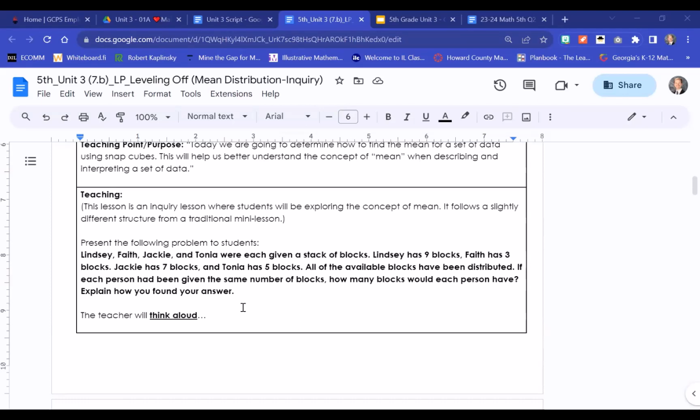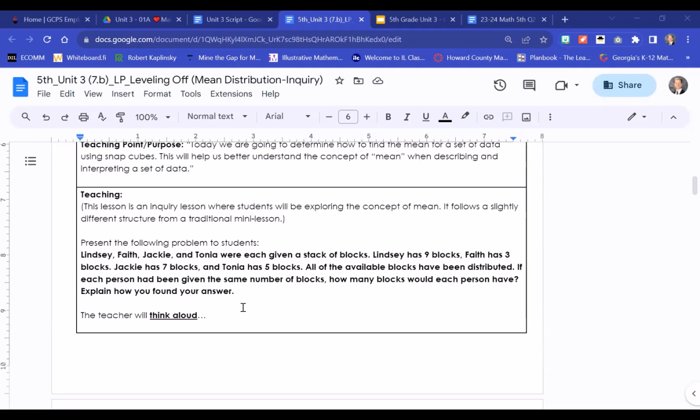So we want to help kids figure out kind of the context of the problem like we've done before. We know that Lindsay, Faith, Jackie, and Tanya were each given some blocks. They were not each given the same amount, and all the blocks that could have been given out were given out. So all the blocks were given out, and each girl got something different. So we're trying to figure out, well, what would have happened if each person had been given the same number of blocks? How many blocks would they have been given if they were given an equal amount? So we want our students to really think about how this could happen.